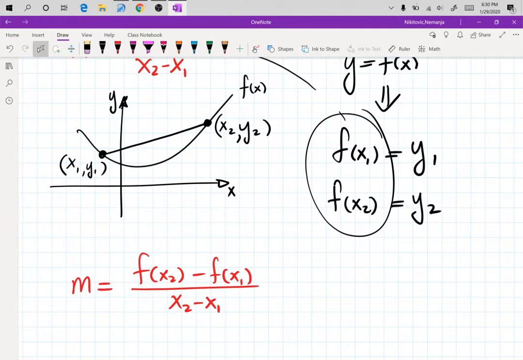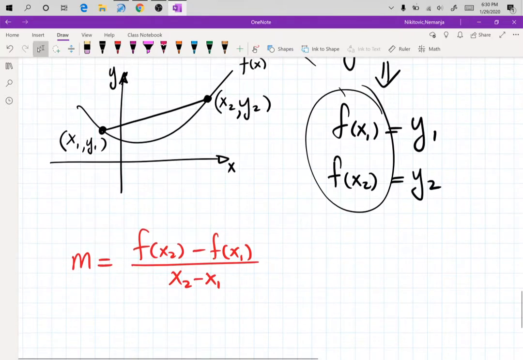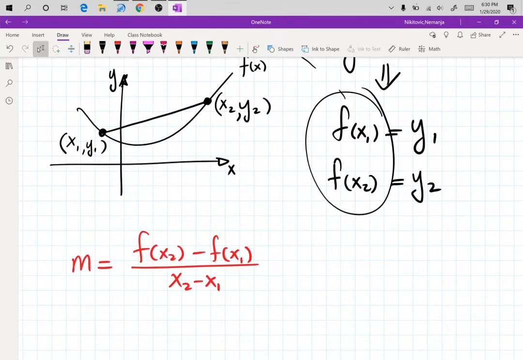Right? So I don't have to give you 2 points now. I don't have to give you x, y and x, y. I can just give you two x values and you can compute the slope of the line. And that slope of the line measures the change. What do I mean measures the change?